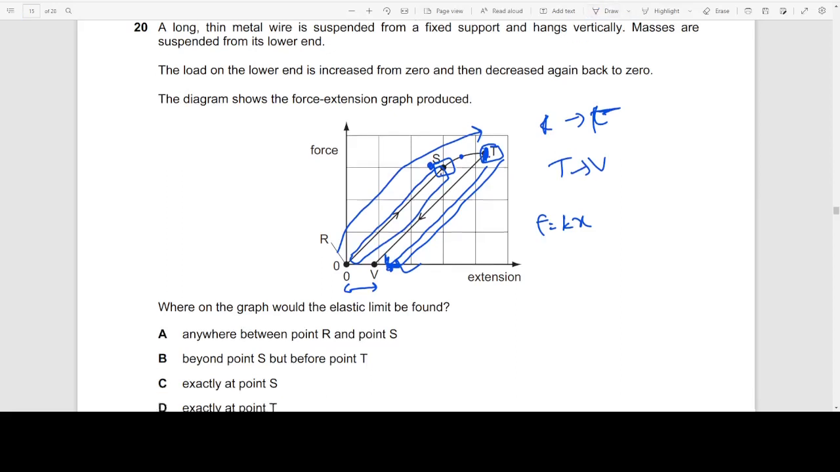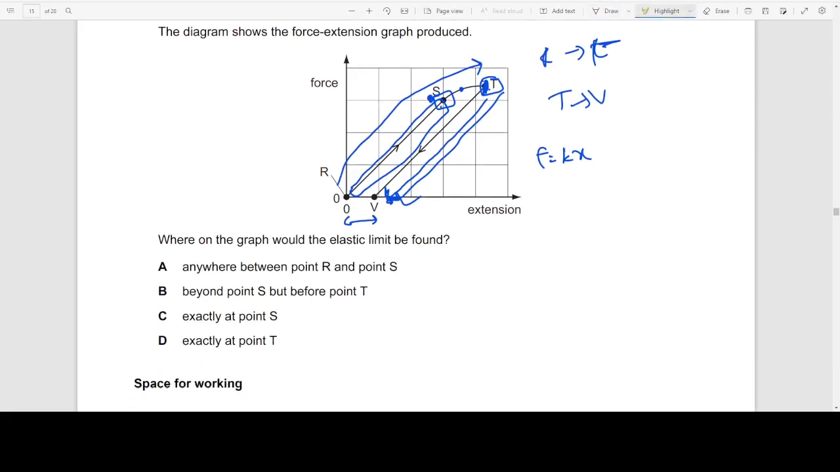So let's see the options. Anywhere between point R and S. No, point R is here, which is no. Beyond point S but before point T. Correct. So B is our final answer. 20 is going to be B. So moving on.